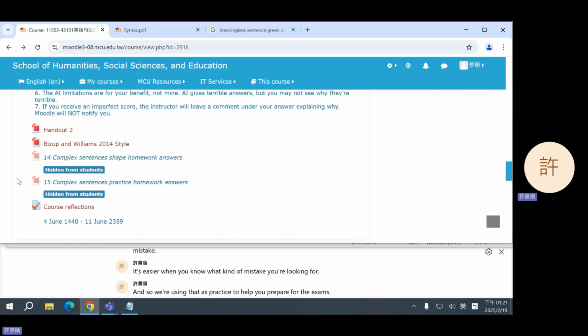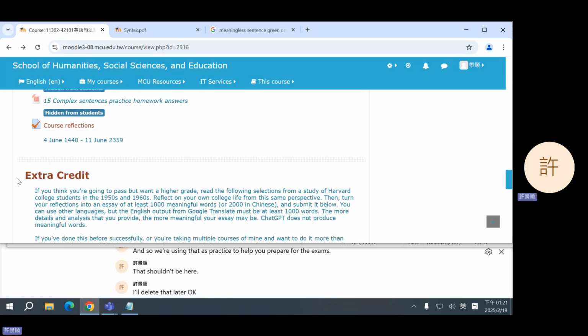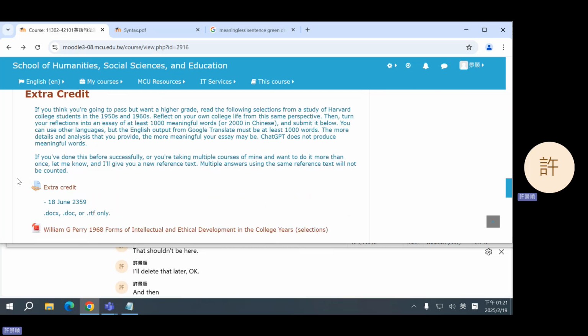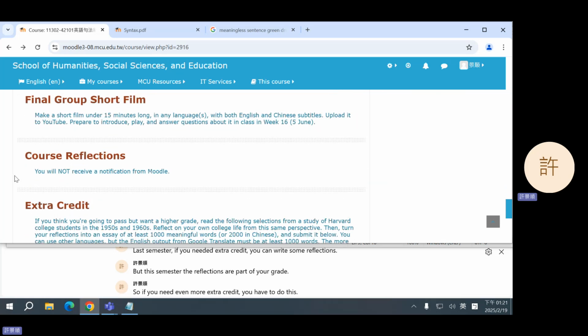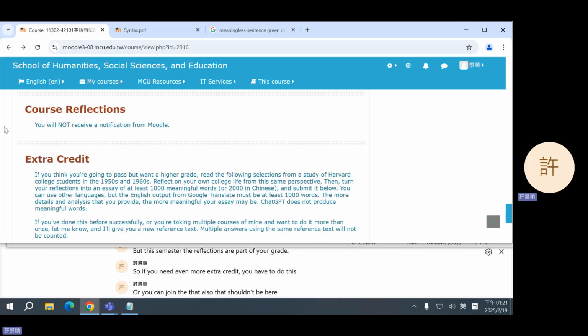That shouldn't be here. I'll delete that later. Okay. And then near the bottom, there's an extra credit option. So this is different from last semester. Last semester, if you needed extra credit, you could write some reflections. But this semester, the reflections are part of your grade. So if you need even more extra credit, you have to do this, or you can join the, that shouldn't be here. Why is there so much other stuff here?